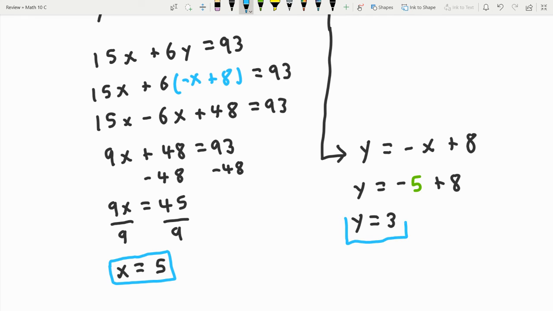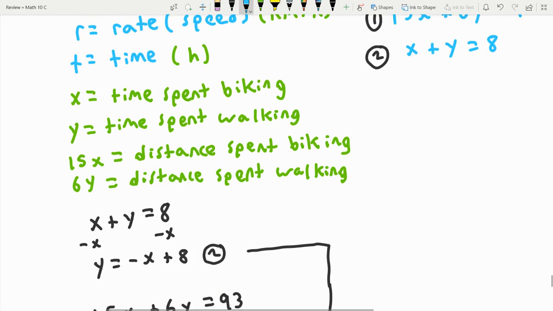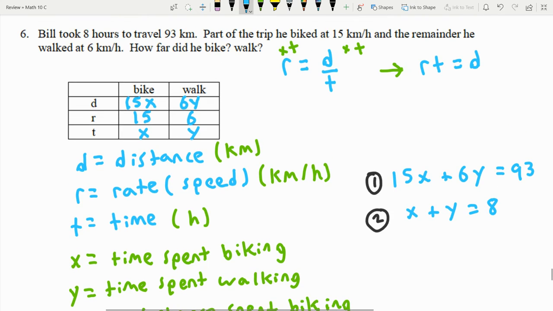So the answer I'm getting is 5 and 3, which means that Bill biked for 5 hours and walked for 3 hours, because again, x equals 5 and y equals 3. And if x and y satisfy both equation 1 and 2, then they would be the solutions to this system of equations.